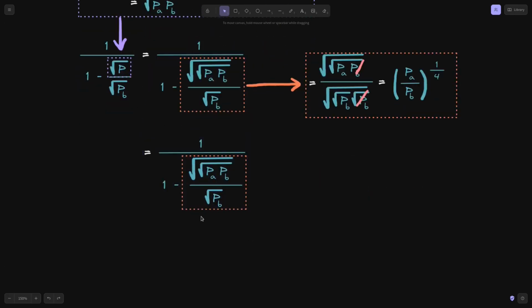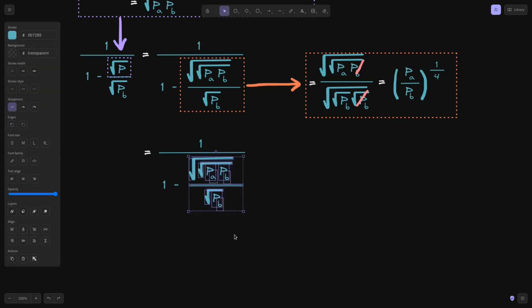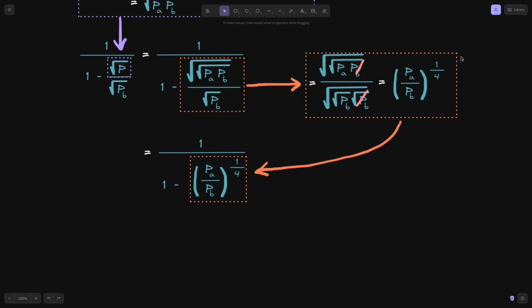Using this simplification, let's rewrite this equation. I'll copy the equation from the top, and we're going to replace this part of the equation with P of A over P of B raised to the power of 1/4. Remove this, copy this equation, and then paste it here. We use this equation and replace this part with this other form. This is the final equation for the capital efficiency of Uniswap V3.